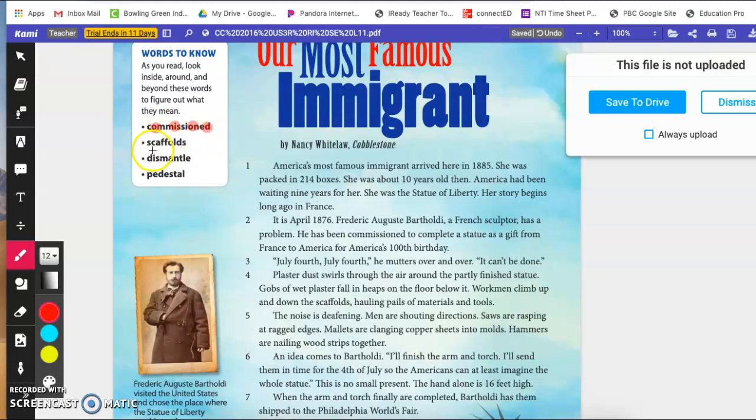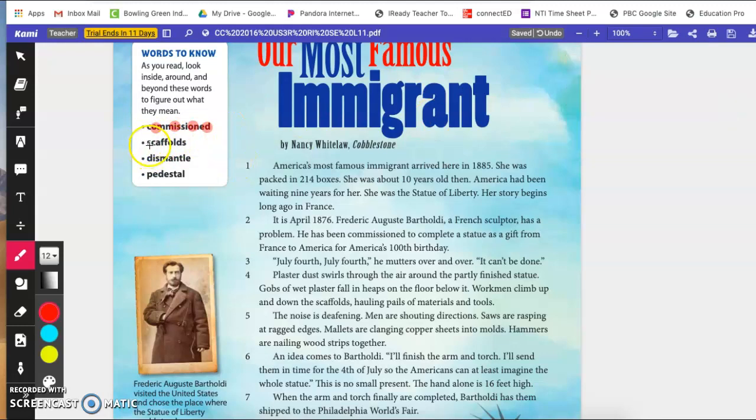Commissioned. The same with this word, scaffolds, dismantle, pedestal. So as you're reading, if you come across a word that you're not sure about, please just think about the parts of the word that you can read and then put it all together. That's how you read multisyllabic words.